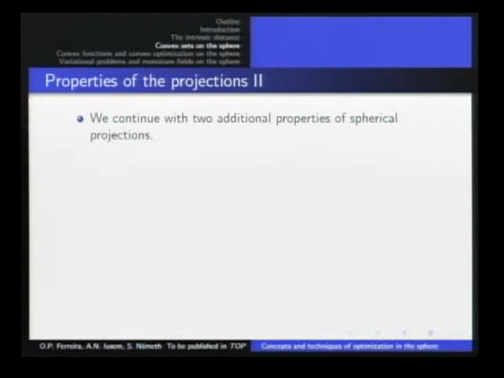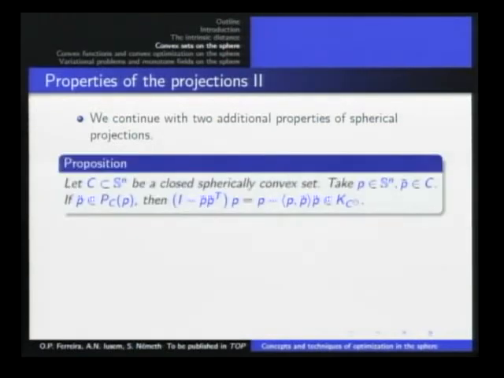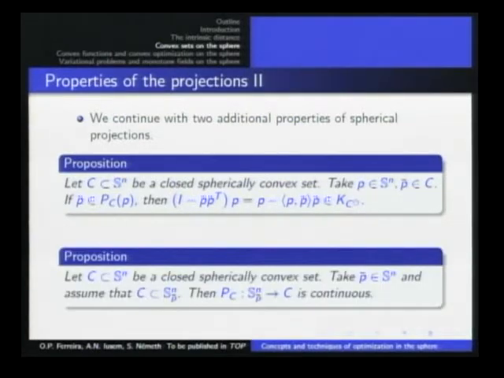We continue with additional properties. Well, this is a property of the projection, and this one is that if C is contained in a hemisphere, the projection onto C is continuous. Not if it is not. For instance, the projection, as I was saying, onto the equator is not, because it fails at the pole.